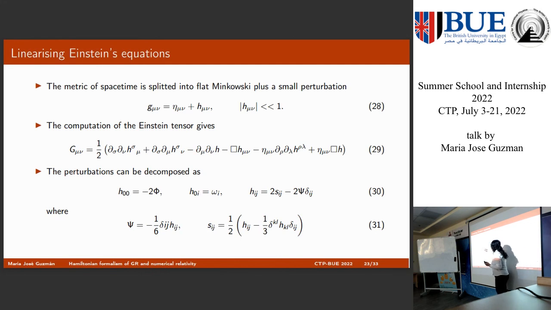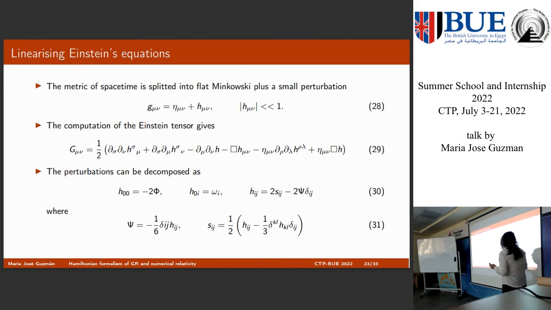Here you have double derivative of h, double derivative of h, the trace of h, the, let's say, double covariant derivative of the h, and here you have the Minkowski metric and another h and another h. This is linear in h. And then for these little perturbations, you will make a decomposition because you want to study which are the modes that really propagate through this equation.